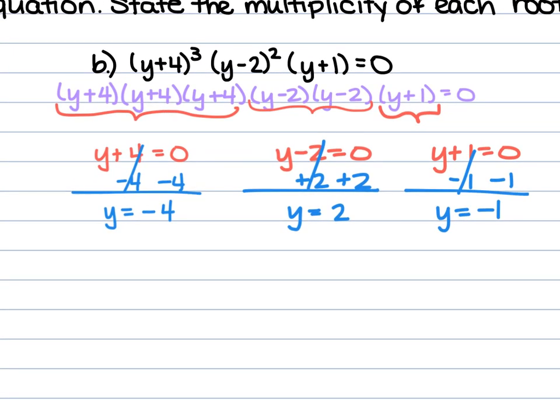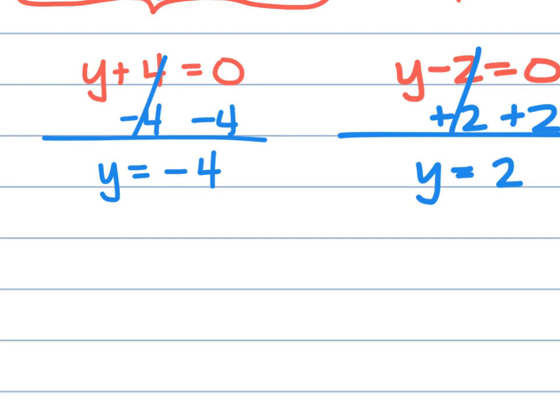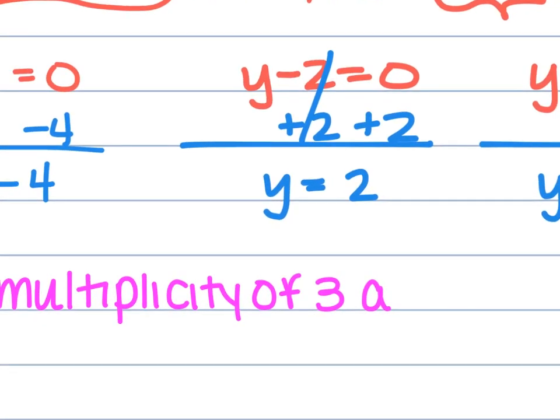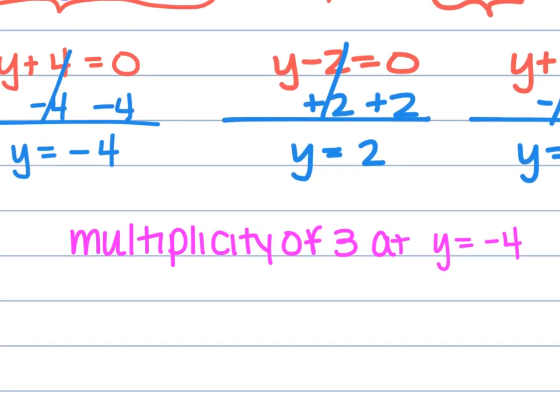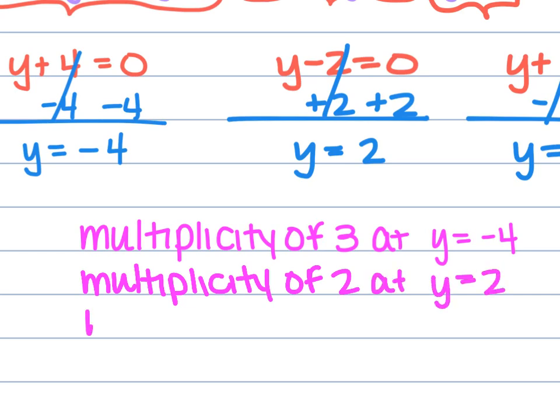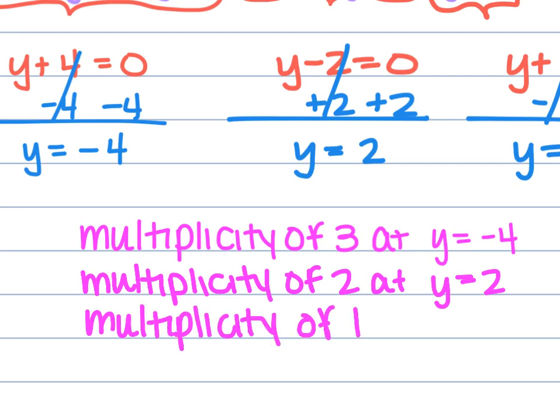So look at all of the negative 4s that we have. We have 3 of those, so there's a multiplicity of 3 at y is equal to negative 4. Then we have a multiplicity of 2 at y is equal to 2. And then we have a multiplicity of 1 at y is equal to negative 1.